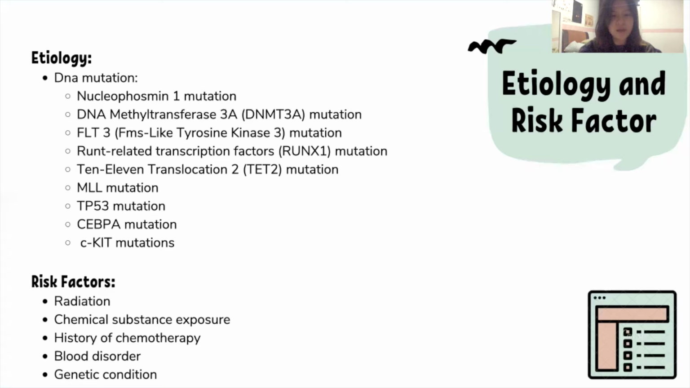Certain people may have inherited DNA mutation from a parent, but that is not the case in most patients with AML. Although what triggers genetic mutation has yet to be known, it is believed that there are a few things that can increase the risk of developing AML, which include radiation, chemical substance exposure, history of chemotherapy medication, blood disorder, and also genetic condition. That's all from me.